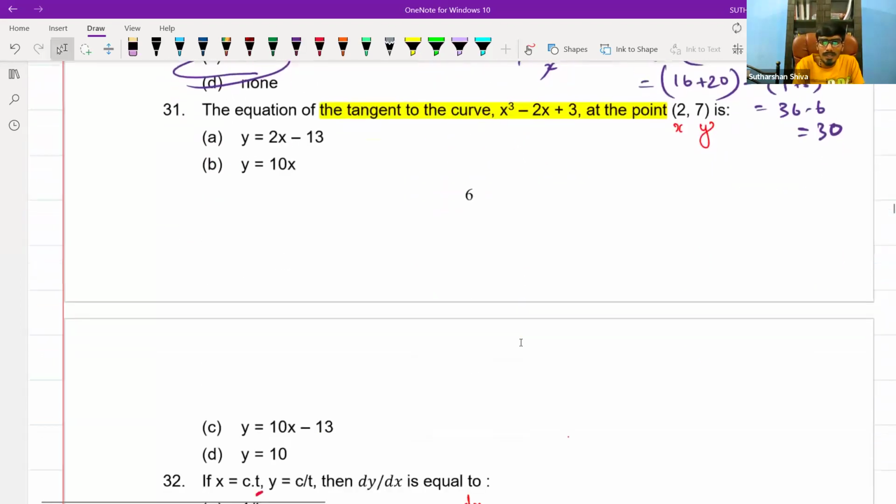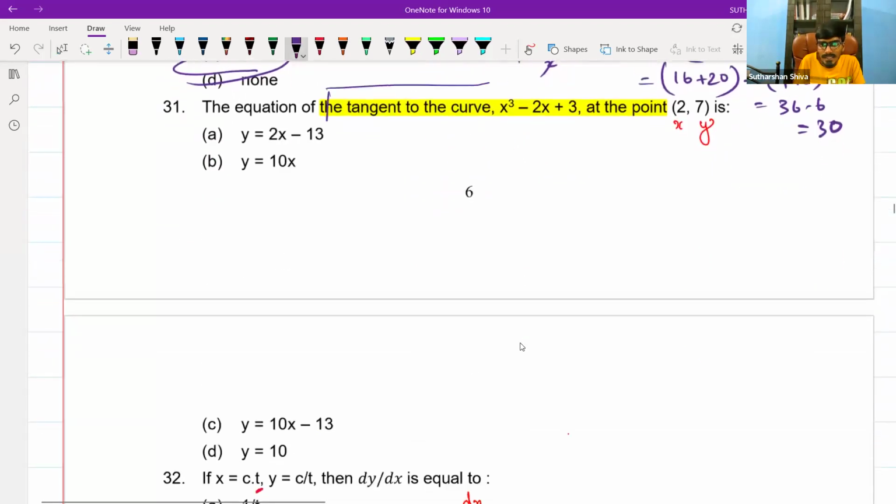Then 31 is another interesting thing. The tangent of the curve is given at the point x is given, y is given. Here I will give you an easier trick. Okay, easier thing. Take an option. They are asking y. What is the y value you need to find out? 7 is the y value you need to find out. Go with the option. Put 7 here. Put the x value over there.